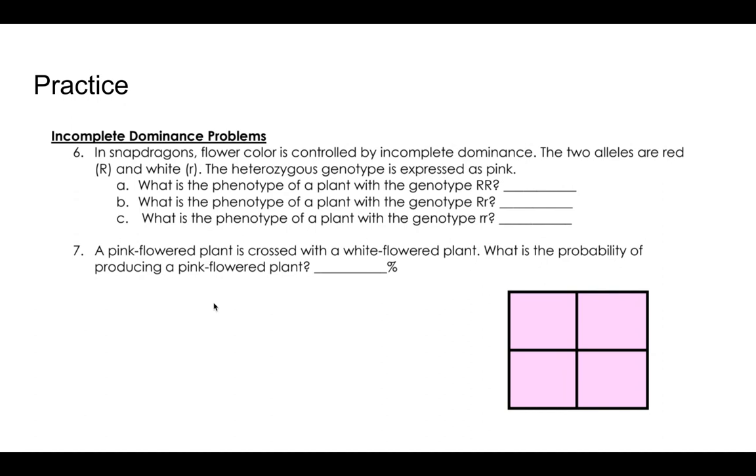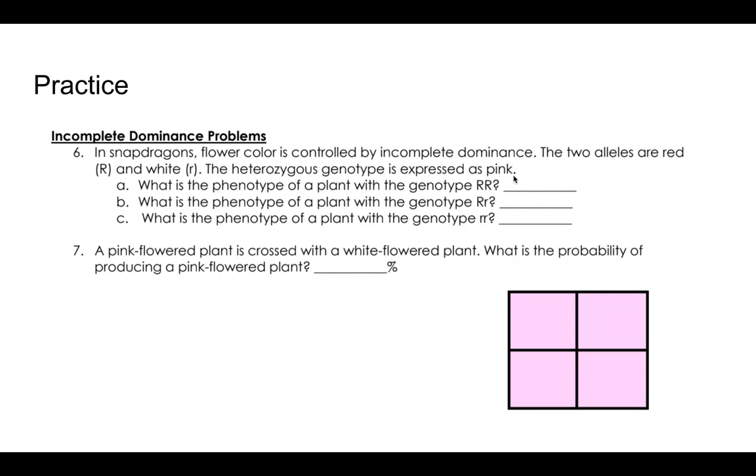You can pause the video at any time. I'm going to keep going, but if I'm talking too fast, just pause it and get yourself situated and then unpause and move forward, right? Okay, so we're going to try 2 incomplete dominance practice questions together really quickly. The first question set, number 6, is getting us comfortable with recognizing genotypes and phenotypes. So it says here, in snapdragons, which are the flowers we just saw, flower color is controlled by incomplete dominance. The 2 alleles are red, big R, and white, little r. The heterozygous genotype is expressed as pink.